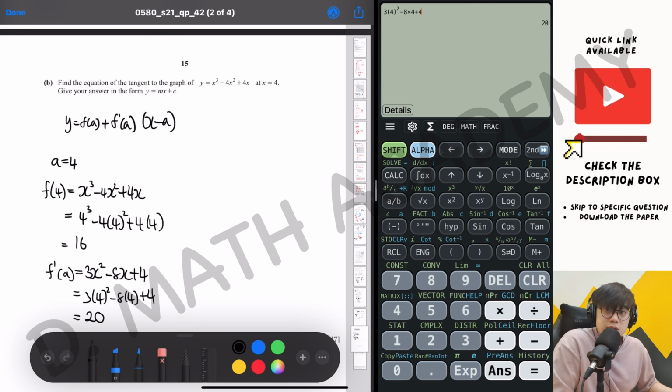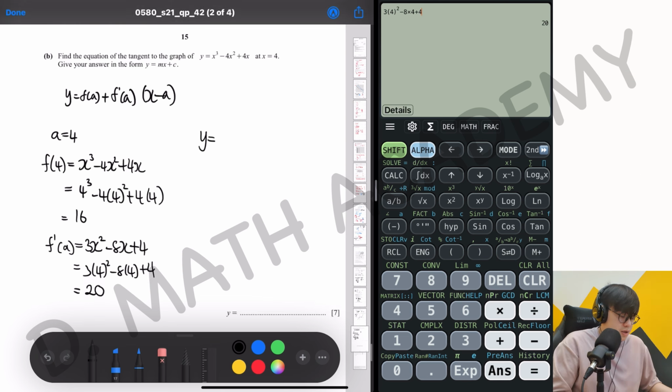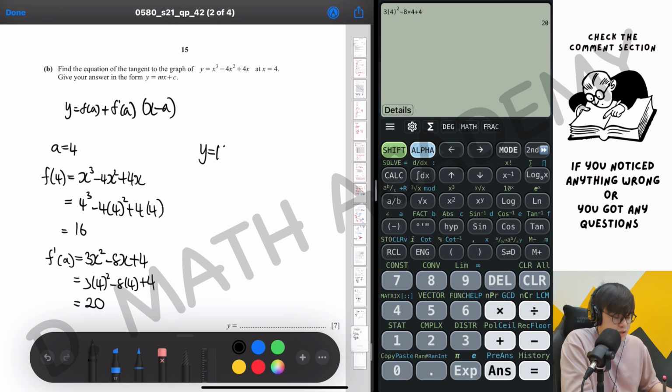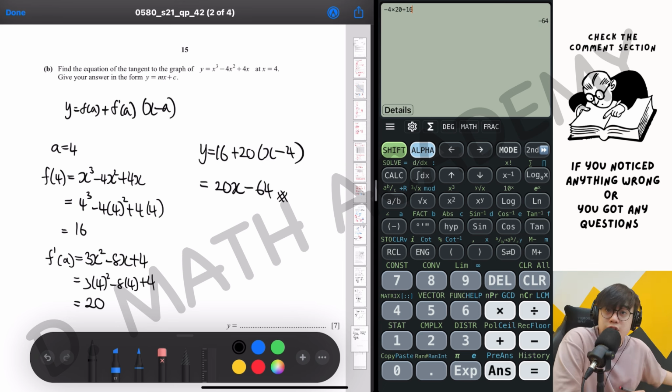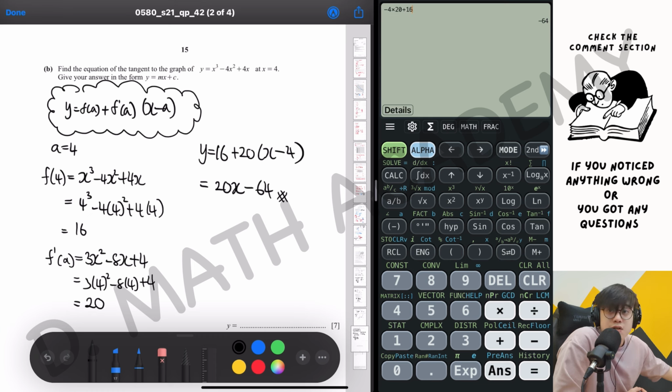You will get your answers as 20. And then substitute into the equation. You have 16 plus 20x minus 4. Calculate it. You get your balance as 20. Okay, and then negative 4 times 20 plus 16, that will be negative 64. So this is how you get your equation of the tangent here. So this is actually a shortcut formula that we use in additional maths.